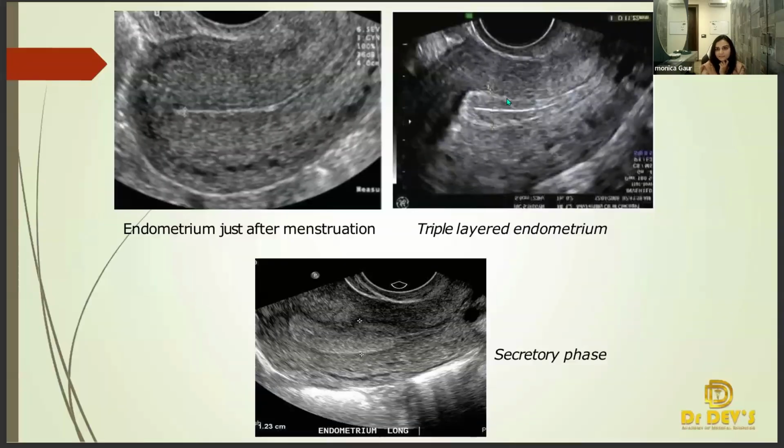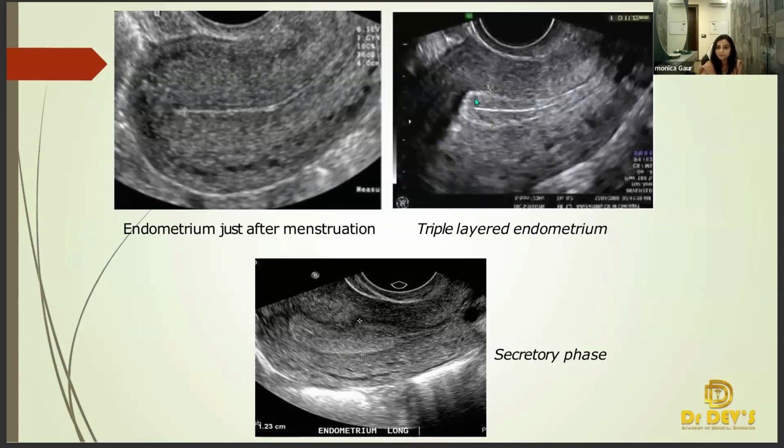This part is non-functional, this white layer. This is the outermost white layer, it's non-functional. The most functional part is this layer, which is slightly hypoechoic. When we say hypoechoic or hyperechoic, that means we have to compare it with something. We cannot say that the line is hyperechoic. Hyperechoic to what? Hyperechoic to this part.